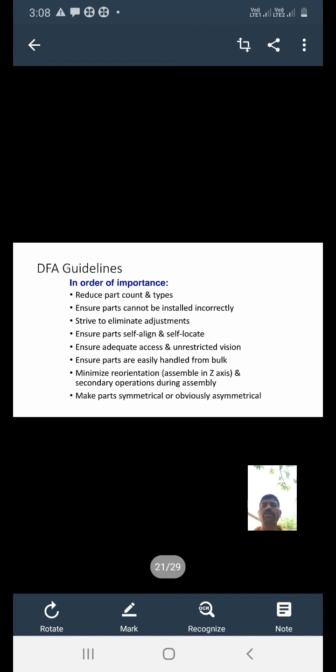And what are the DFA guidelines? In order of importance: reduce the part count, I have already told you, and types. Ensure the parts cannot be installed incorrectly. Then strive to eliminate adjustment. Ensure parts self-align and self-locate. Ensure adequate access and unrestricted vision. Ensure parts are easily handled from bulk. Minimize reorientation, assembly in the Z axis, and secondary operations during assembly. Make parts symmetrical or obviously asymmetrical.